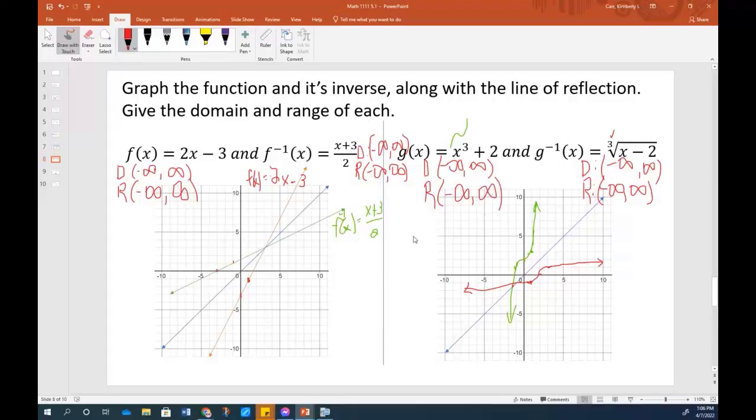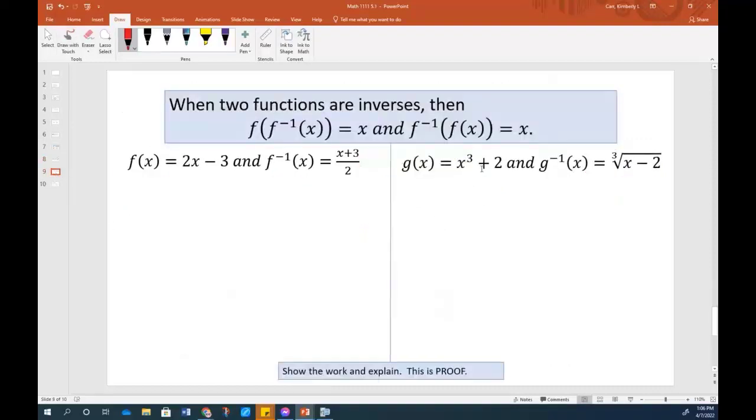I'm not saying that they'll always be to infinity, but I'm just saying focus on what you know about finding domain. A denominator cannot equal 0 and an even root cannot be negative. When two functions are inverses, then when you do a composite, you plug one of them into the other one, you get x.